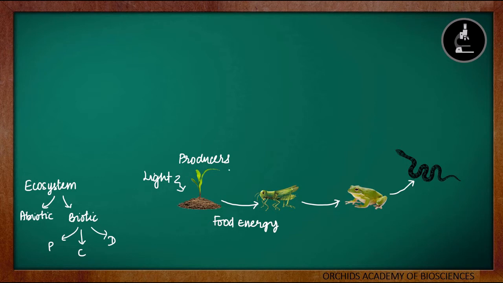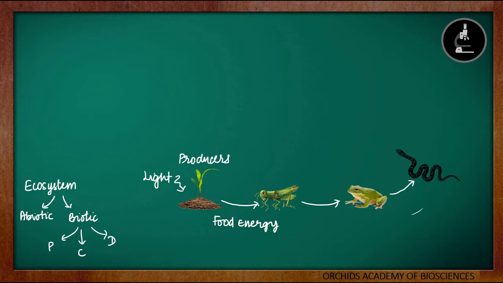So this producer will be consumed by another organism. Then this organism will be consumed by another organism. And another interesting fact here is, one organism is consuming an organism as well as is being eaten by another organism. For example, the frog is consuming the grasshopper as well as is being eaten by the snake. So here it is consuming and here it is being consumed by another organism. So now we have an idea what is happening here.